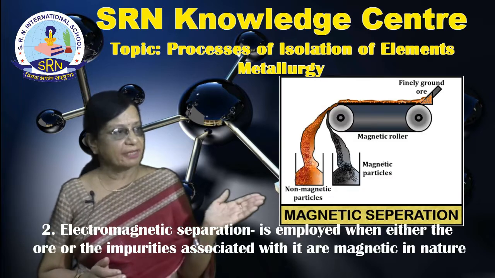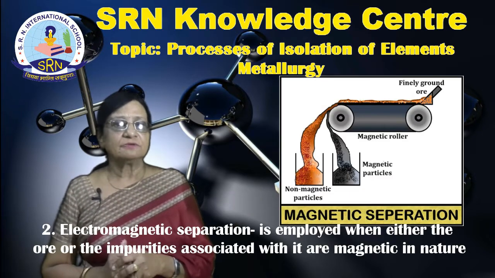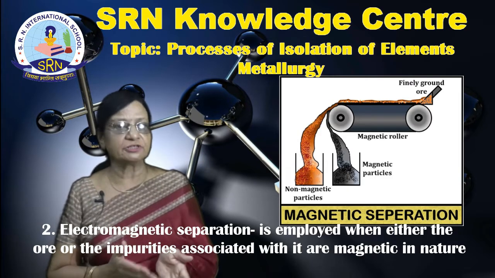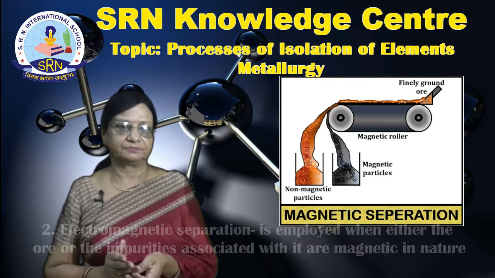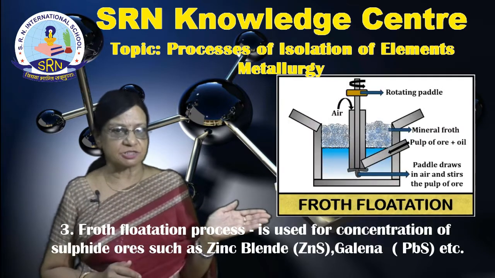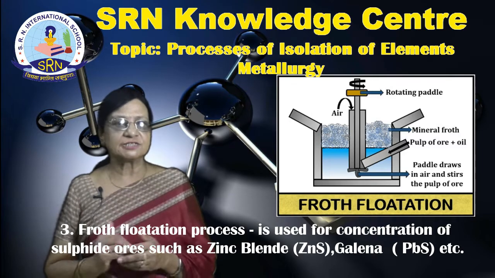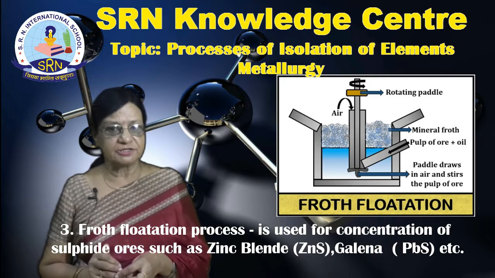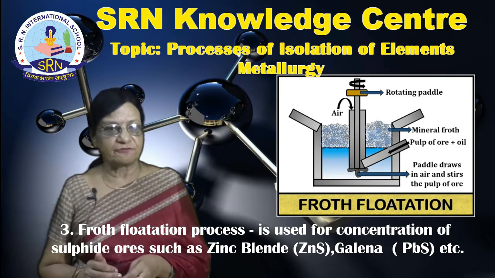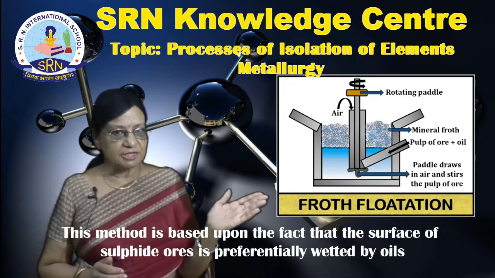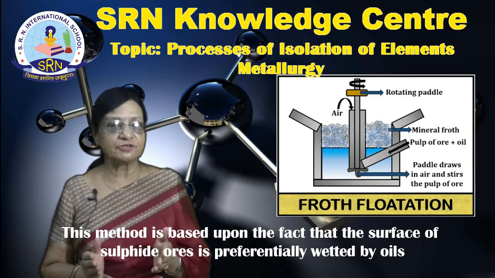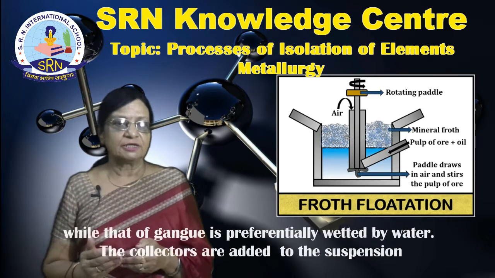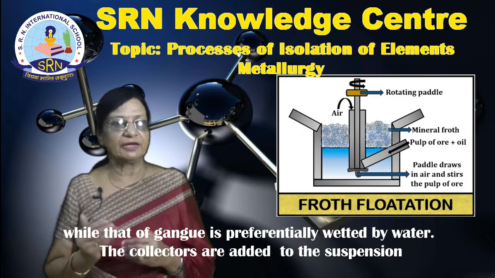Second is electromagnetic separation. This is employed when either the ore or the impurities associated with it are magnetic in nature. Third is froth flotation process. It is used for concentration of sulphide ores such as zinc blende, that is zinc sulphide, galena, that is lead sulphide, etc. This method is based upon the fact that the surface of sulphide ore is preferentially wetted by oils, while that of gangue is preferentially wetted by water.